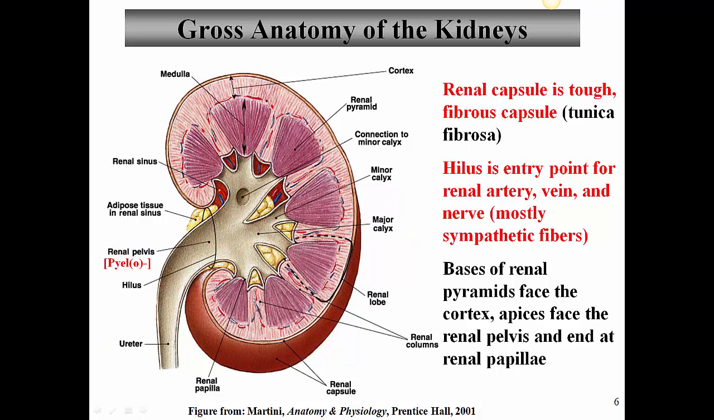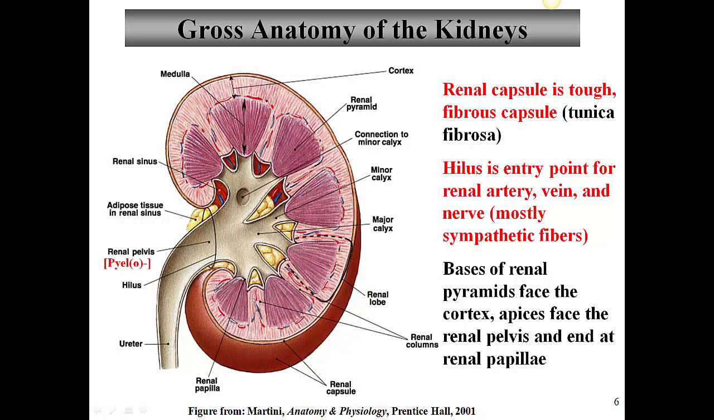Now, in terms of the pyramids again, you'll notice that we have a structure called a renal lobe. And a renal lobe is the pyramid plus the cortical tissue on either side of the pyramid plus the cortical tissue up here near the base of the renal pyramids. So all of the structure that you see outlined in this black line right here is known as a renal lobe.